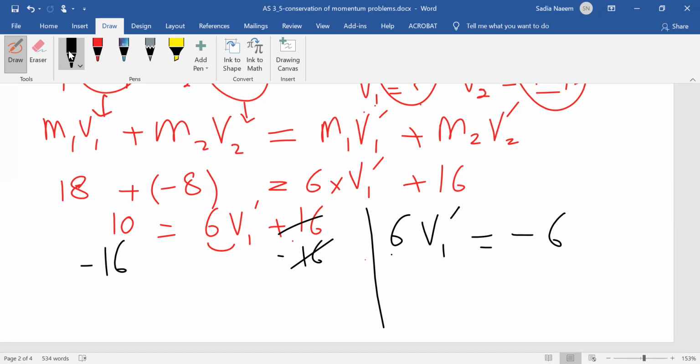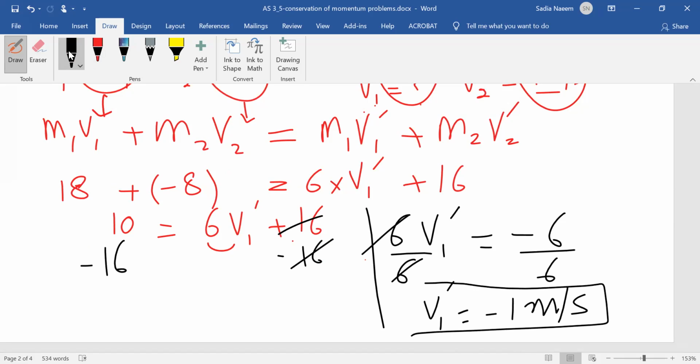Now I want to get rid of this 6 here, so I just divide by 6 on both sides, and V1 prime is -1 meter per second. So this other, the 6 kilogram ball, moves to the left. That negative means move to the left at 1 meter per second.